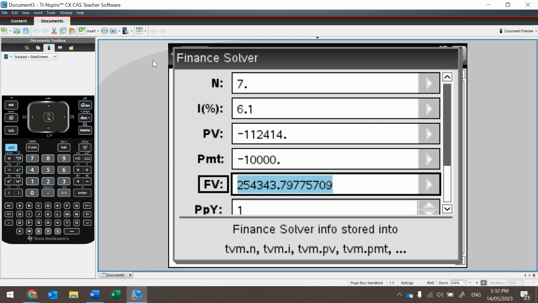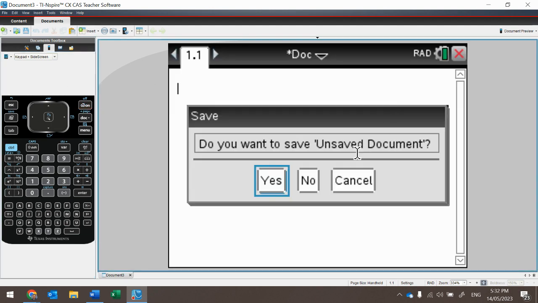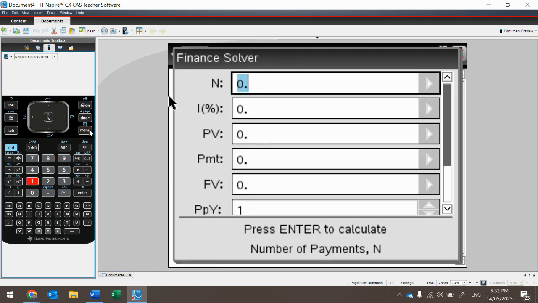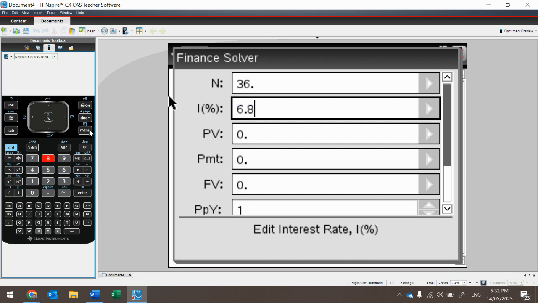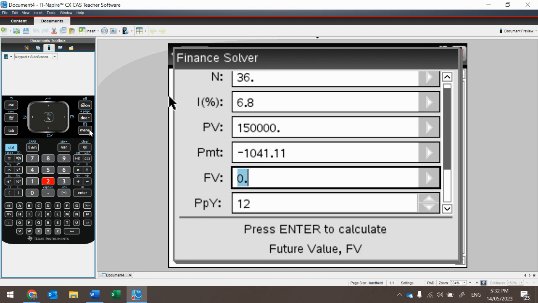So we'll jump over to the CAS. I'm just going to start a fresh document so I can get rid of all that. All right, so we had 36, 6.8, 150,000, 1,041 and 11 cents. And my PPY and CPY were 12.